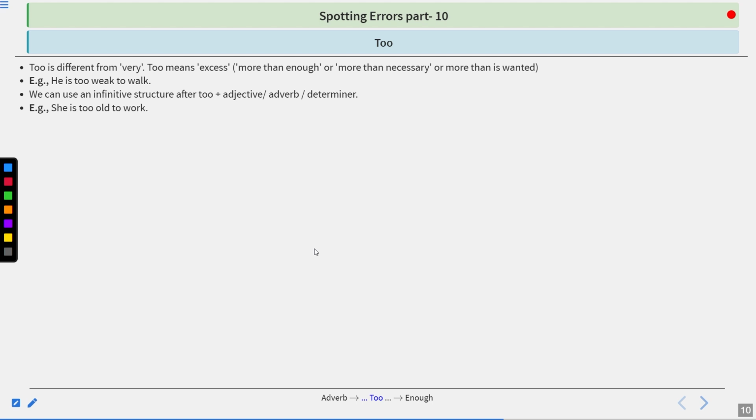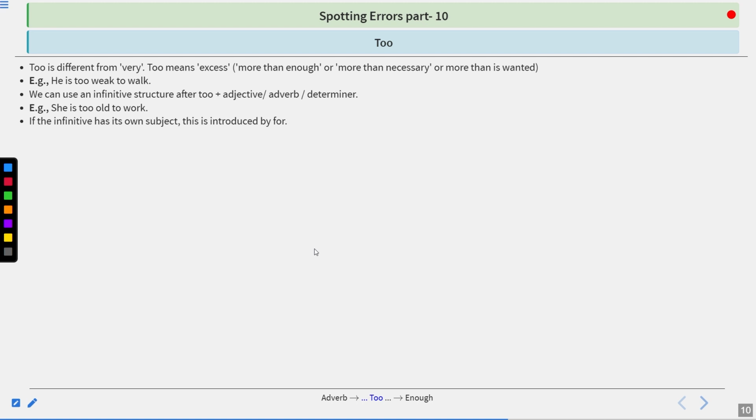We can use an infinitive structure after too plus adjective, adverb, and determiner. Example, she is too old to work. She is too old to work. Again, she is not that young to work.